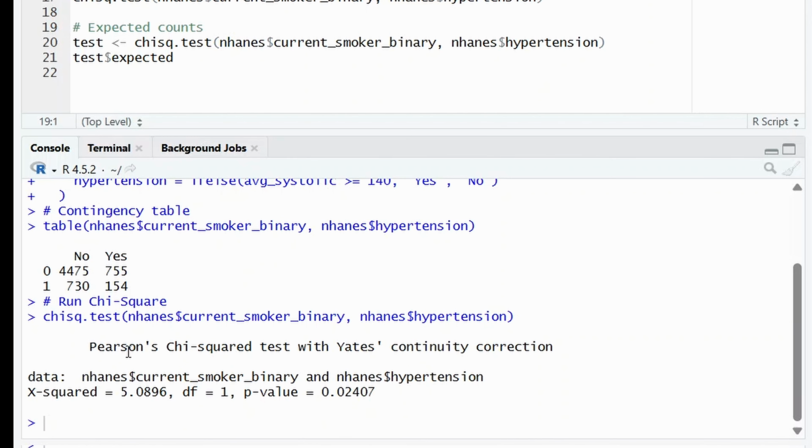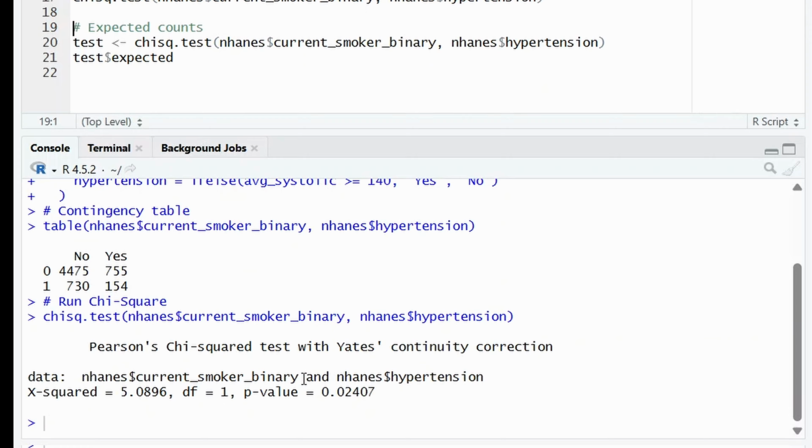This is a Pearson's chi-squared test with Yates's continuity correction. The continuity correction is automatically applied in 2x2 tables like this one to make the test slightly more conservative, meaning it reduces the chance of falsely detecting an association.